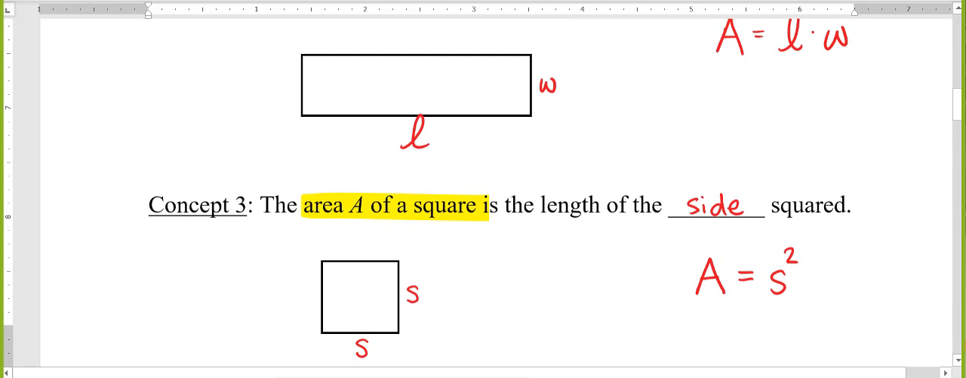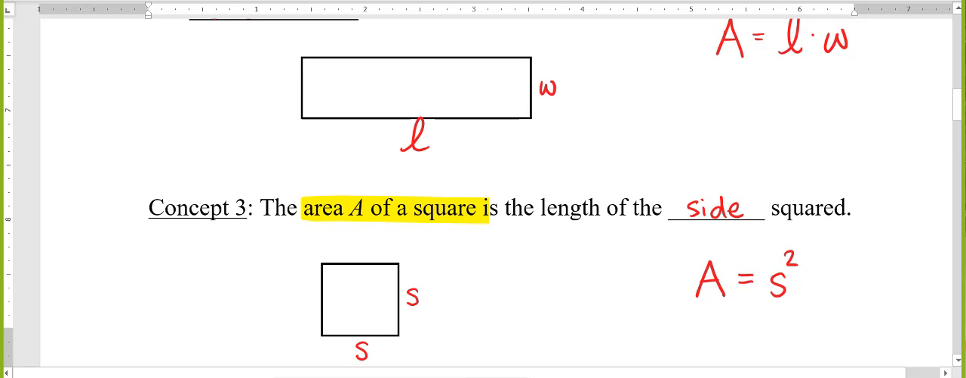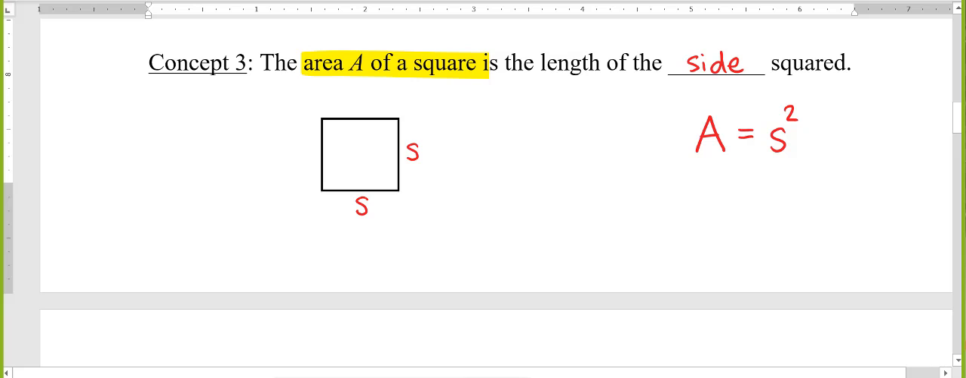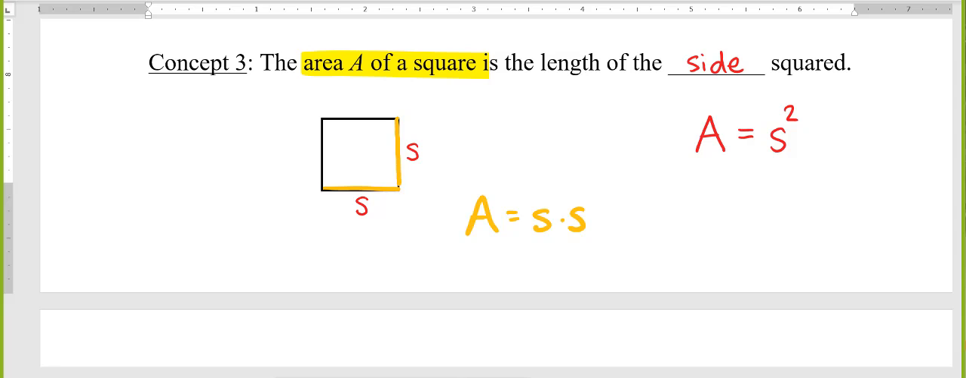Okay, let's go back up to concept number 2. What was the area of a rectangle? We said it was length times width. That applies here to the square too. The area is equal to the length, which is S, times the width, which is also S. Remember when you had two bases down here, we could say that that was S squared. That's where this formula comes from.